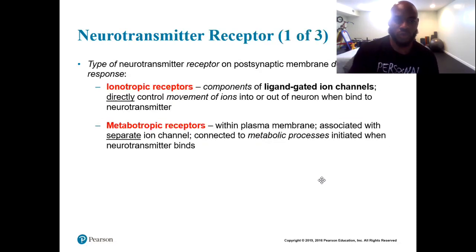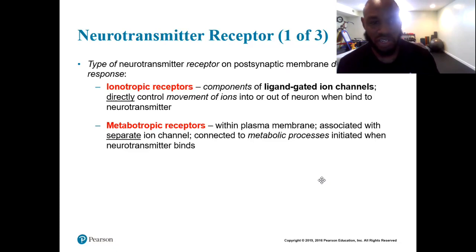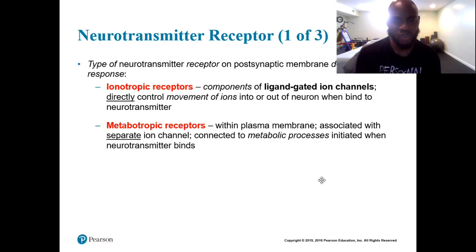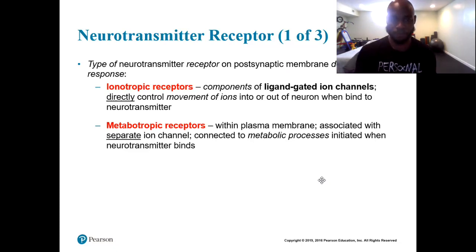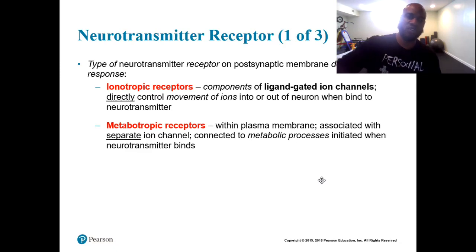We have multiple types of neurotransmitter receptors: ionotropic receptors. Forgive me for my pronunciations, I don't say these couple words very often. These are components of ligand-gated ion channels that directly control movements of ions into or out of the neuron when binding to neurotransmitter. We have metabotropic receptors within the plasma membrane. These are different types of neurotransmitter receptors associated with separate ion channels, connected to metabolic processes initiated when neurotransmitter binds.